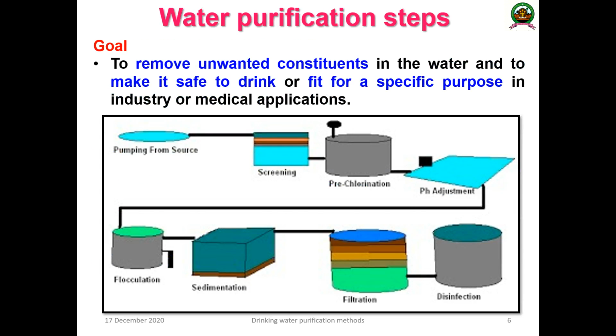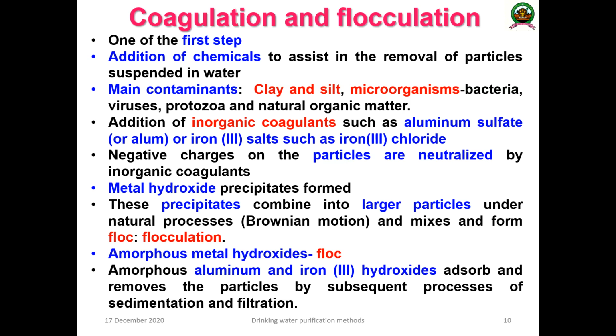The next one is flocculation. Here, coagulation and flocculation is another important method. This is one of the first steps in the actual water purification. It is the addition of chemicals to assist in the removal of particulate suspended material. Now, we have removed large particles, and microorganisms can be reduced by chlorination, but there are a lot of suspended materials that can be removed from the water.